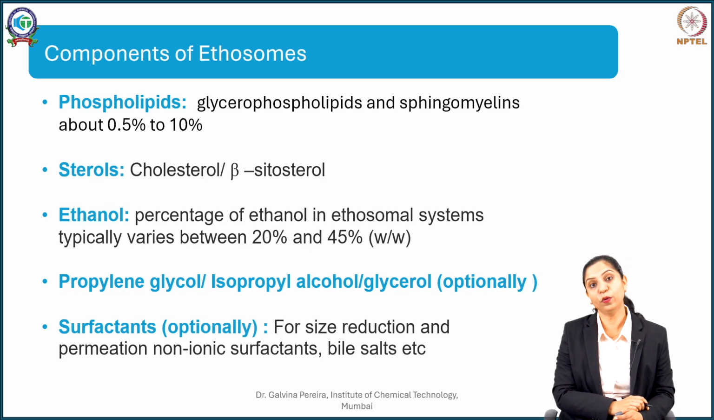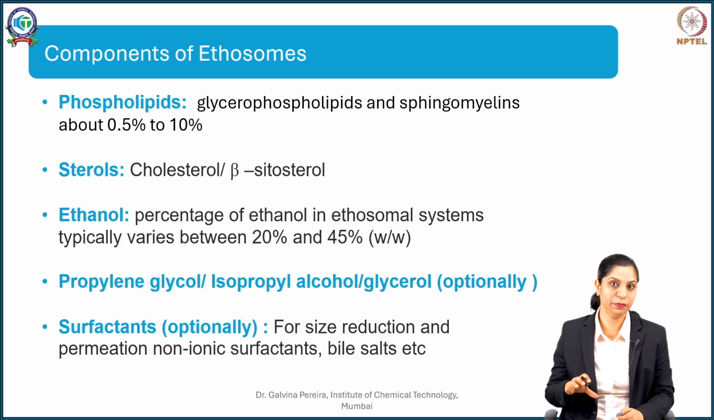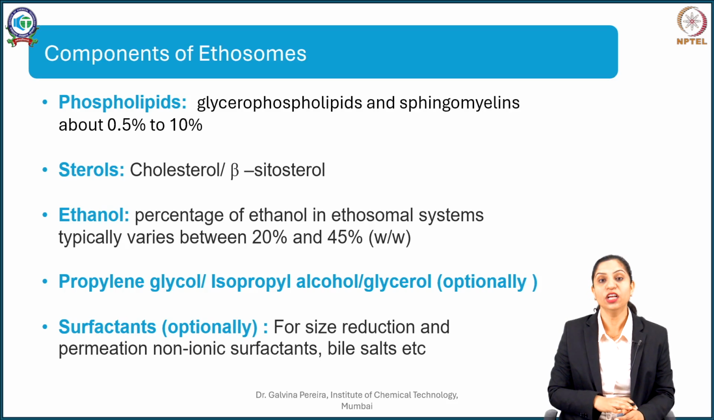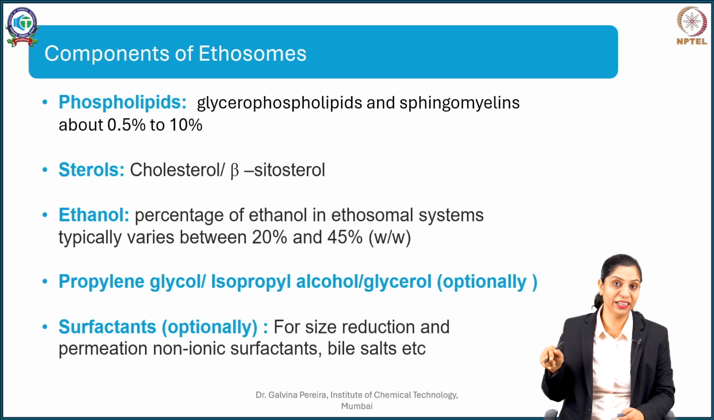The important component of this drug delivery system, ethosomes, is your ethanol. The percentage of which depends on the different references, may vary somewhere between 20% to 45% by weight. Now this ethanol gets into the core, as we saw, as well as in between the phospholipid bilayer, where they act as excellent solubilizing agents for phytochemicals, for extracts, as well as permeation enhancers.